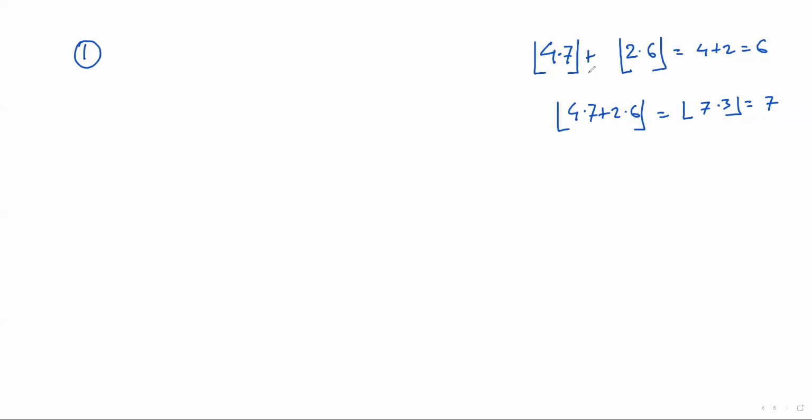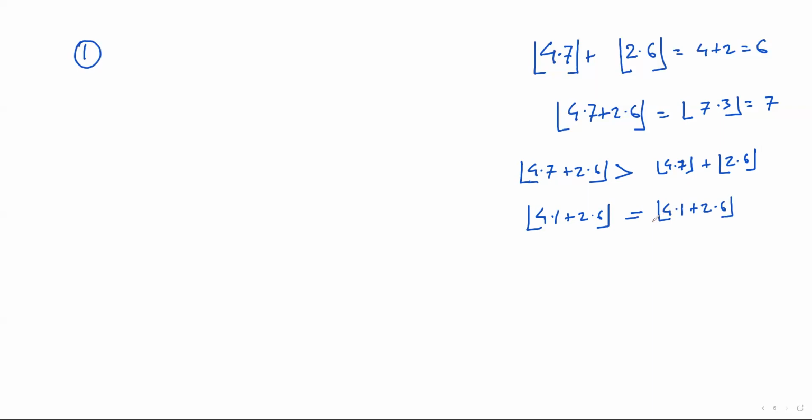In the example we just wrote, you have seen that the floor of 4.7 plus 2.6 is actually greater than the sum of the individual floors. But if you tweak the numbers in a particular way, you can get situations where you actually get equality. But you are never going to get less than, because when you take floor, you reduce the number by some fraction. Here you are reducing in two places, but on the other side you are reducing in just one place. So the right-hand side is going to be either less or at best equal, but never greater.